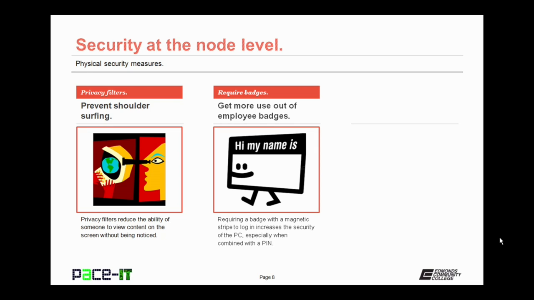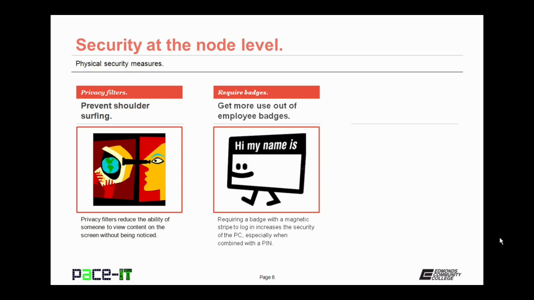Another physical security measure that can happen at the node level also involves badges. If you require badges with a magnetic strip, there are readers that can attach to PCs that require that the badge be inserted before a user can log in. This is especially useful when it also requires a PIN. This now makes it a multi-factor authentication.